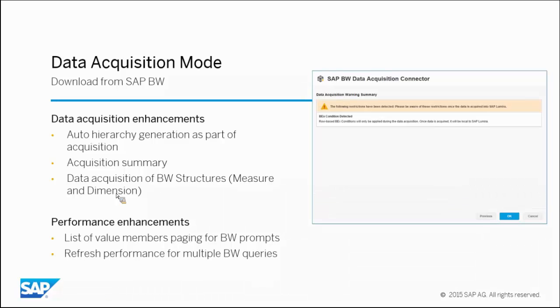We have had a couple of performance enhancements as part of the 1.28 release, where we enhanced the usability of selecting the list of values for the variable prompts by providing pagination for the prompt values, and we also worked on improving the response time while connecting to the BEx queries from the Lumira application.